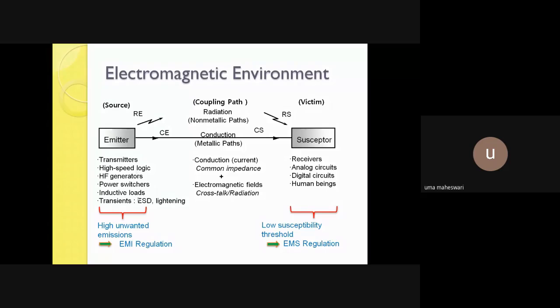At the emitter side, some of the components that produce the emission, radiated or conducted, are transmitters, high speed logic, high frequency generators, power switches, inductive loads, ESD, and lightning. At the susceptor side, we have receivers, analog circuits, digital circuits, and of course, human beings. These two have high unwanted emissions and low susceptibility thresholds. For this, we have to have clear design strategies, a design plan, and testing, and especially EMI-EMS regulation has to be followed to protect the environment and the functionality and life of the product.